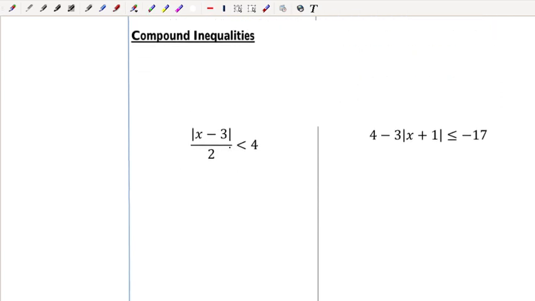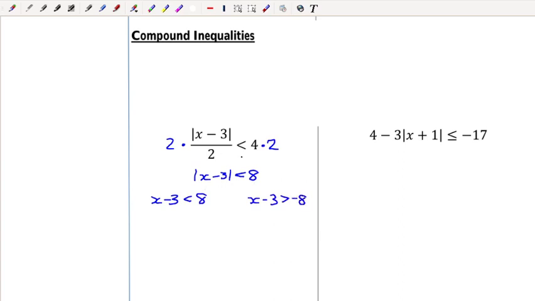So again, we want to get the absolute value by itself, so we're dividing by 2. So to get it by itself, we're going to multiply by 2. Since this 2 is not negative, we do not need to flip the sign at this point. So absolute value of x minus 3 is less than 8. When I make my 2 equations, I've got x minus 3 less than 8. And flip the sign and change the plus or minus, x minus 3 greater than negative 8.